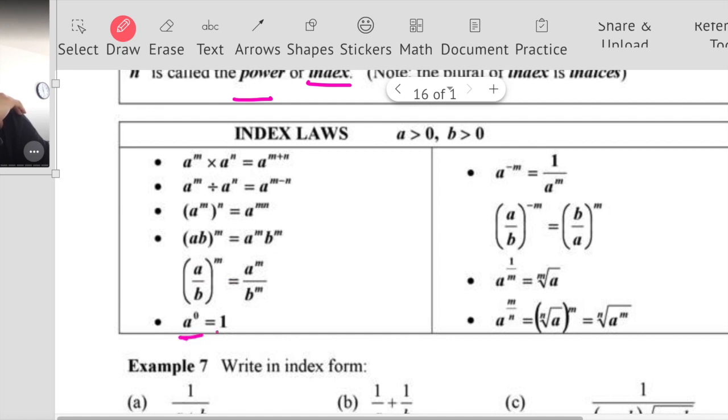All right, a to the 0 equals 1. Any number to the 0 is just 1, right? Any number. It doesn't matter how big the number is. There is reciprocal.